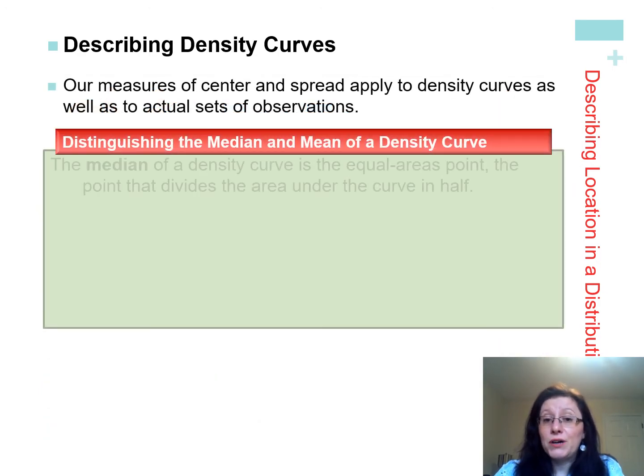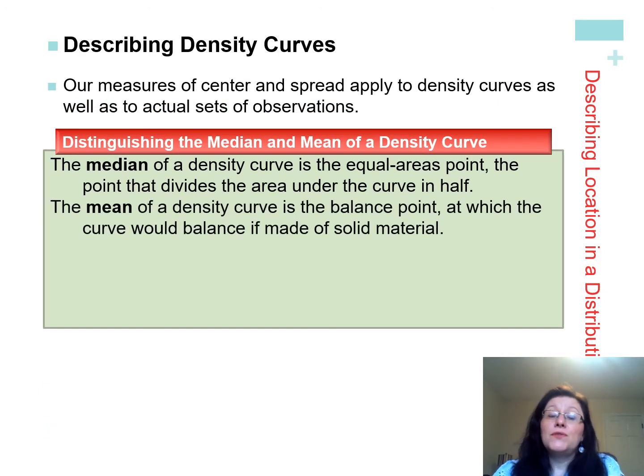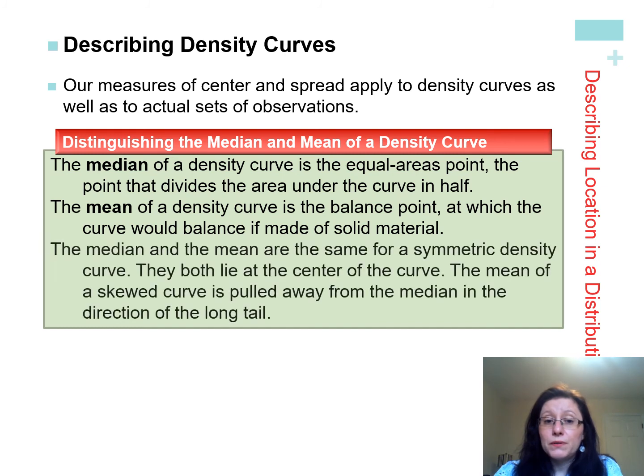So when we talk about describing a density curve, if you talk about the median and the mean here, the median is the equal areas point, meaning that 50% of the data should fit above the median and 50% of the data should fit below the median. And the mean is a balance point. So the median and the mean, when the distribution is symmetric, right, are going to be the same or very close, because no distribution is perfectly symmetric. But if we're modeling something with a symmetric distribution like a normal curve, the mean and the median would be the same.